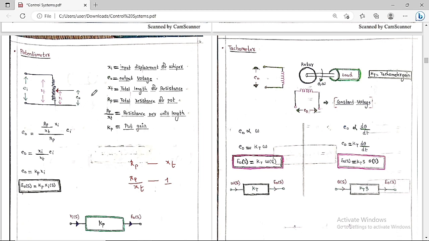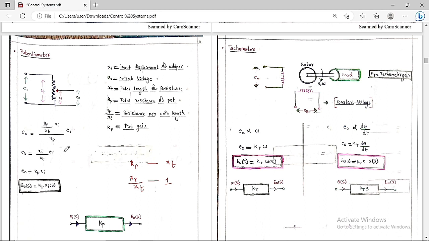Then with the help of the voltage division principle, we can say E naught is equal to this resistance by total resistance. The unit length resistance is Rp by Xt, and this length is Xi. So Rp by Xt into Xi is the amount of resistance present here, divided by the total resistance Rp, into the input voltage Ei. So Rp cancels, and we get E naught is equal to Xi by Xt into Ei. Xi by Xt is what we call the pot gain.